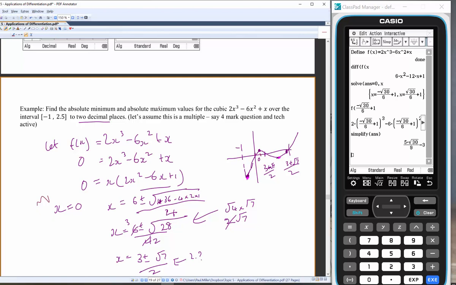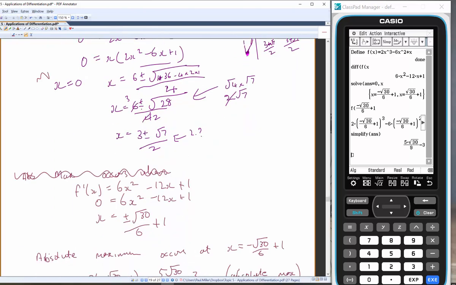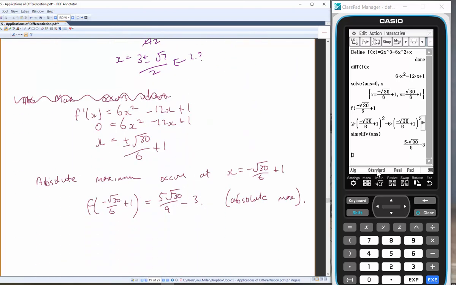Now, what do they want? The absolute minimum, absolute maximum to 2 decimal places. Oh, that's shocking. But anyway, so now we've got to approximate that. So decimal, so absolute max is equal to 0.43. Why are we approximating? But anyway, it wants it. So there's our absolute maximum.